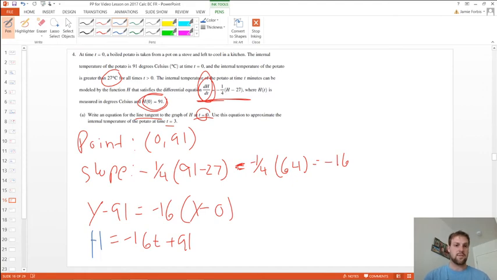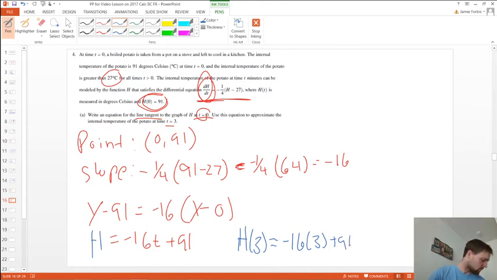And if I want to approximate the value at time equals 3, I'm just going to do h of 3 approximately equal to -16 times 3 plus 91. That's equal to 43. So the temperature is approximately 43 degrees Celsius. All right, so part A wasn't bad, just line tangent and being able to use it to approximate a point. Okay. All right, that was A.